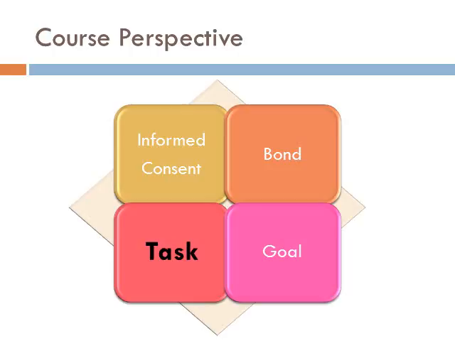This course approaches the therapeutic alliance from 4 interrelated perspectives: informed consent, bond, task, and goal. The focus of this lecture is task. I will be using the 12 items from the task subscale of the Working Alliance Inventory to define and discuss the construct of task in the therapeutic relationship. Then I will present some of the literature from individual psychology and psychotherapy to enhance our understanding of the construct of task in the therapeutic relationship.